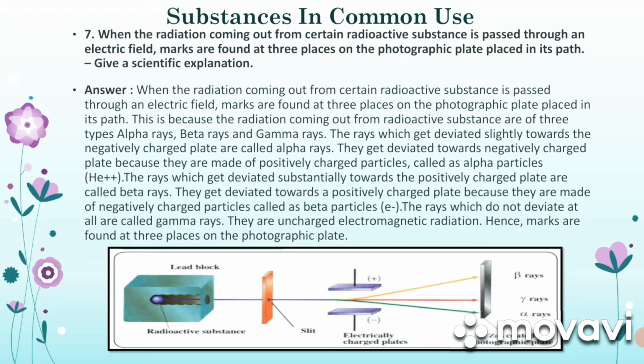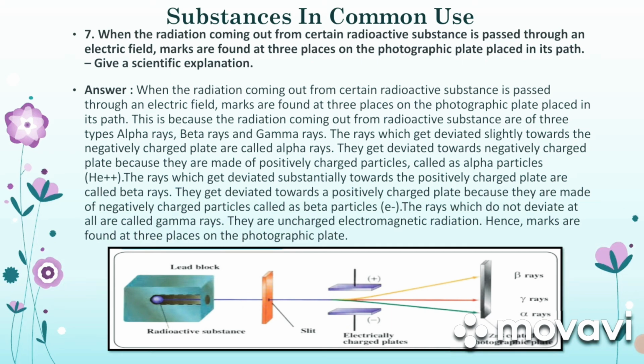This is because the radiation coming out from radioactive substances are of three types: alpha rays, beta rays, and gamma rays. The rays which get deviated slightly towards the negatively charged plate are called alpha rays. They get deviated towards the negatively charged plate because they are made of positively charged particles called alpha particles, which represent the nucleus of helium atom.